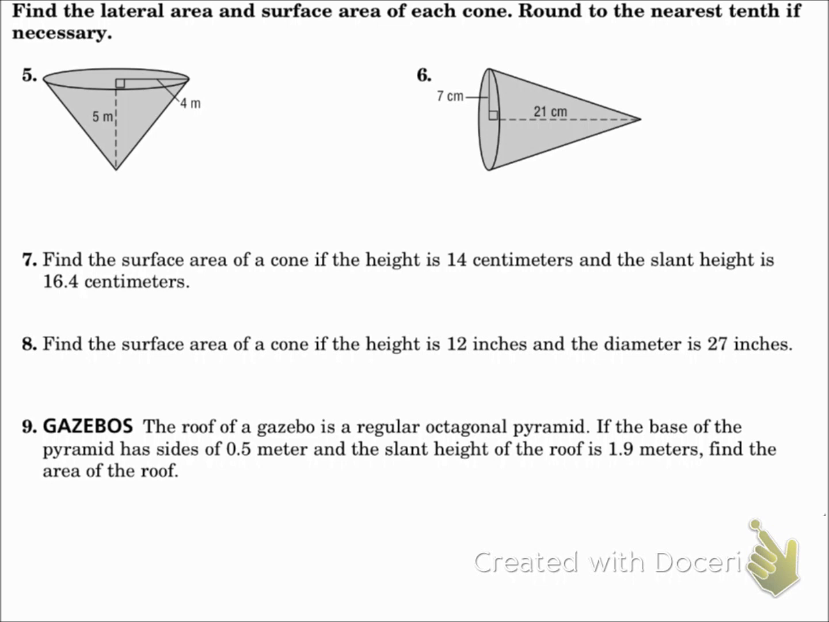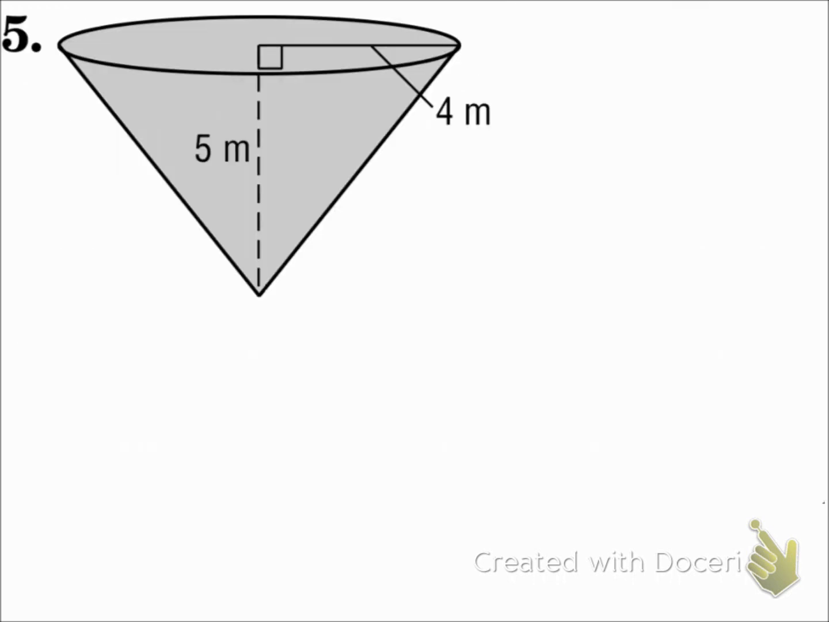Find the lateral area and surface area of each cone. Round to the nearest tenth if necessary. First, we'll do lateral area. Lateral area of a cone is pi times the radius times the slant height. We don't know the slant height here, but it is the hypotenuse of a right triangle, and I know the legs, so you can do the Pythagorean theorem to find the slant height.